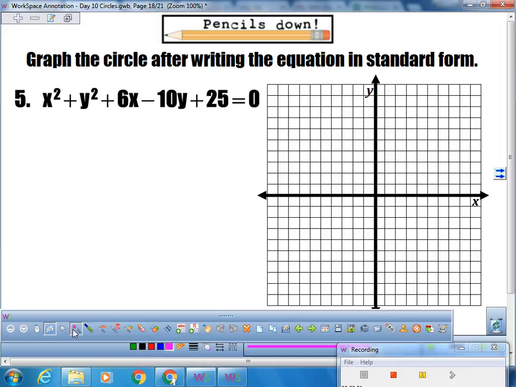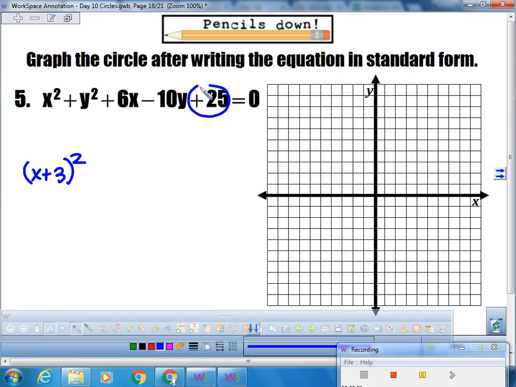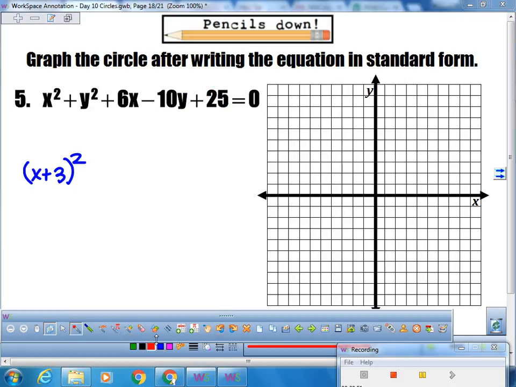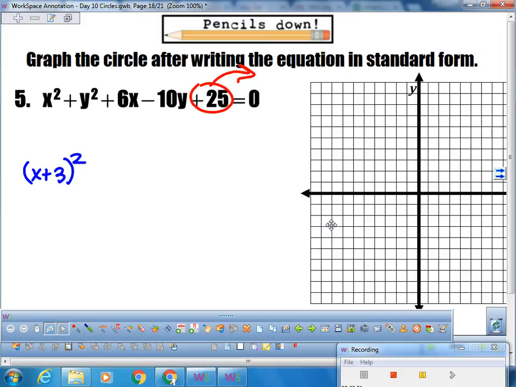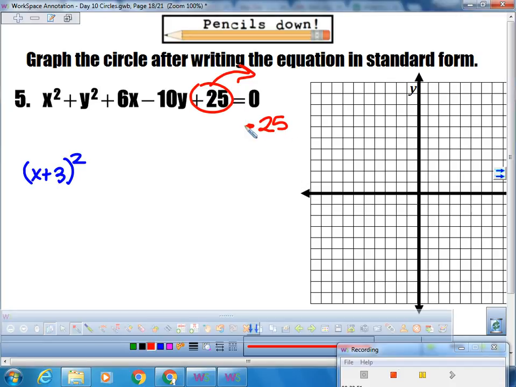Okay. Even when I was walking around, I saw some of you could go straight to here. Because I know half of 6 is 3. Right? So I was adding not 3, but 9. So when I move this over, let's move our graph over a little bit. It's going to be negative 25. And 3 squared is 9. So I add 9.